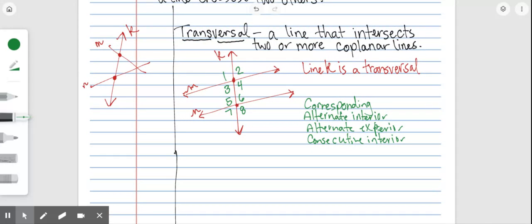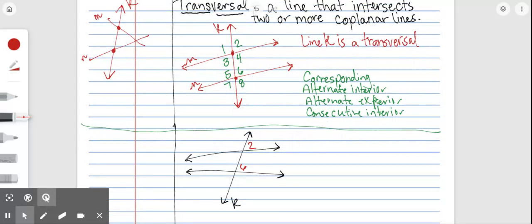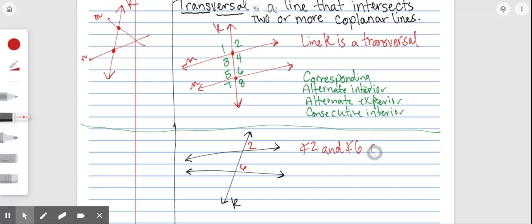So I'm going to draw a line here and I'm going to draw a diagram. Okay, so I've drawn a line being crossed by a transversal K, and angles 2 and 6 are called corresponding. Corresponding basically means that it's at the same corner of the intersection of the transversal. So it's in the same corner of the intersection of the transversal.